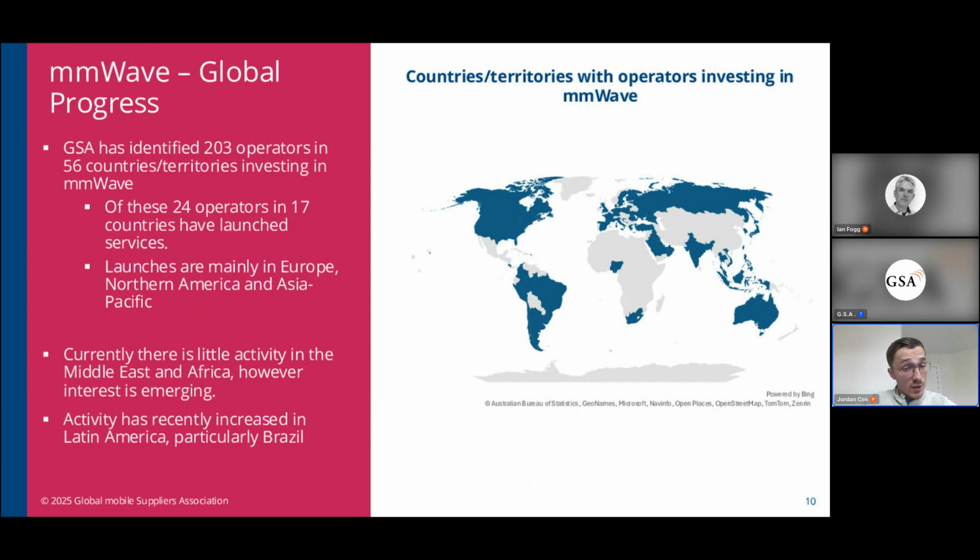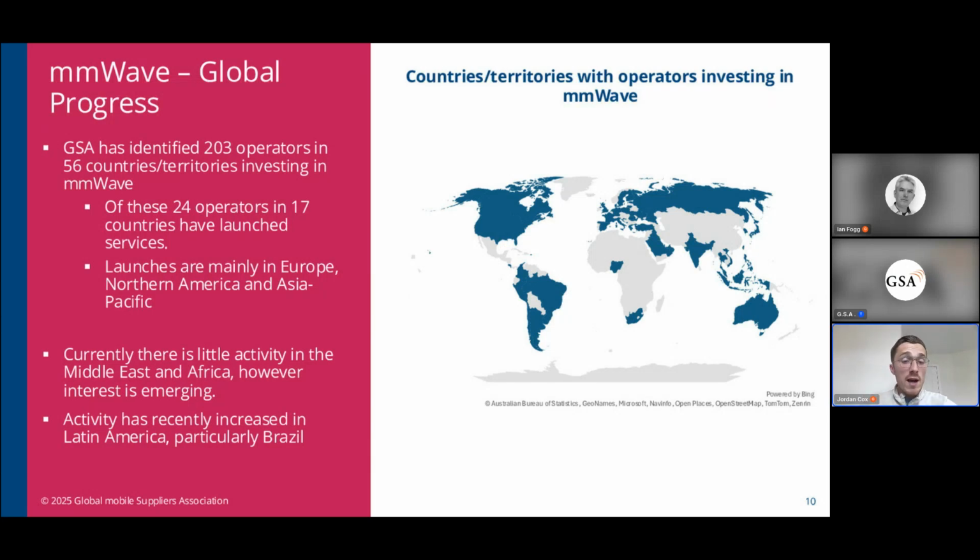And so if you look at the chart, you'll see how this activity is distributed globally. It reflects a clear clustering of early adoption in developed markets, particularly where regulators have already made millimeter wave spectrum available. In contrast, the Middle East and in particular Africa currently show limited millimeter wave activity, but we are beginning to see early signs of interest, particularly in the form of spectrum trials and regulatory consultations.